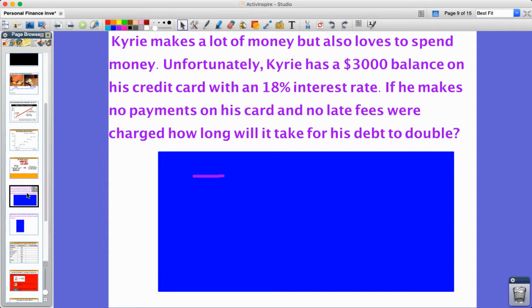Now, interest rates can work for you when it comes to investing your money, but they can also work against you when it comes to credit and loans. Now, credit cards and student loans are things you're going to become very familiar with in a very short amount of time.